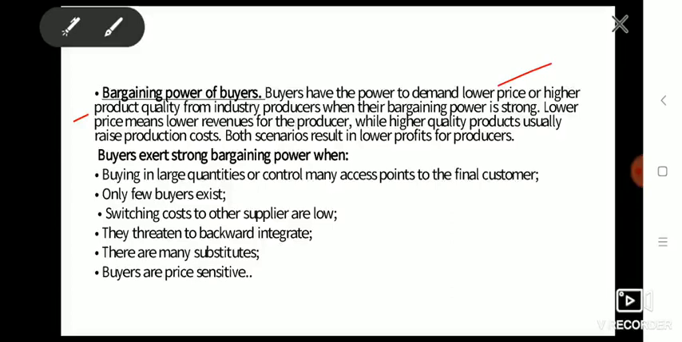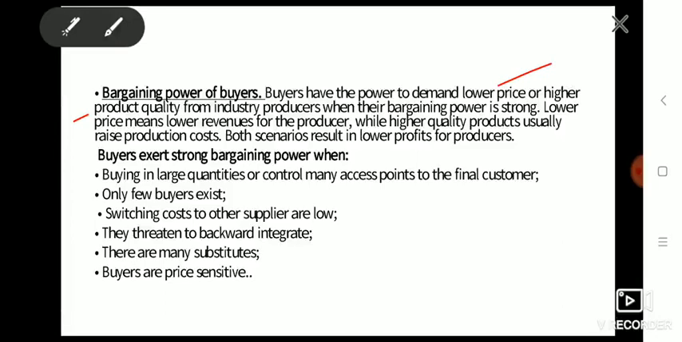So the lower price means lower revenue for the producers, while higher quality products usually raise production cost also. So it means that if there is bargaining power of buyers, then the revenue earned by the producer is low, and the production cost in order to produce the high quality product is also very high. So both scenarios result in lower profit for the producer. So in the end, it means that if there is higher bargaining power with the buyers, then there will be lower profit for the producers.